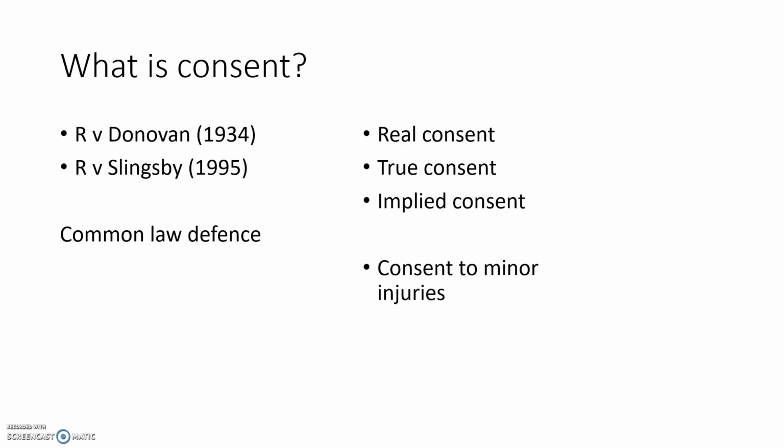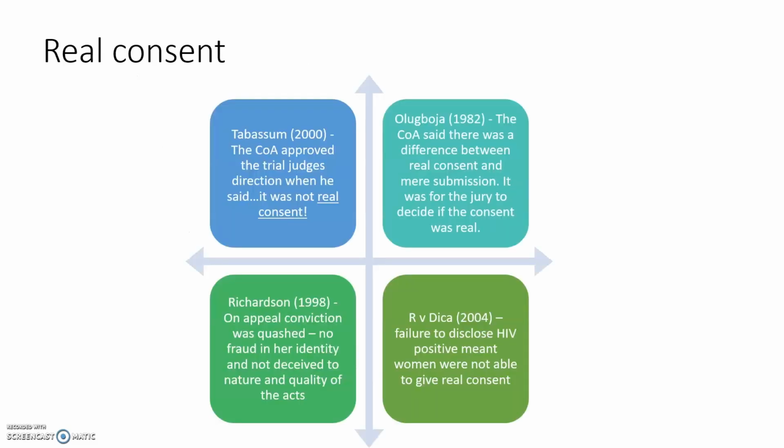Now, when we look at consent, we need to look at several things. We need to look at real consent, true consent, implied consent, and consent to minor injuries. So if we start with real consent, there's four cases really that I've chosen here that pick out some of the key issues with real consent. We're going to start by looking at Tabassum in 2000.